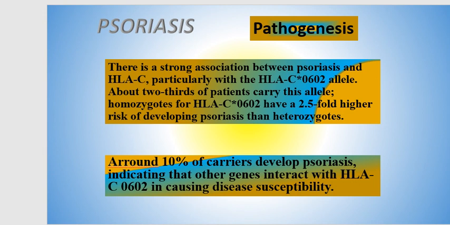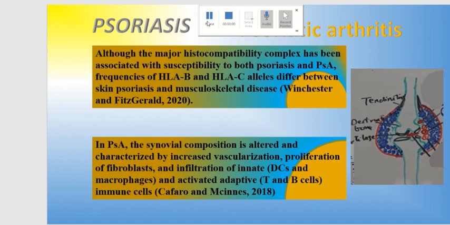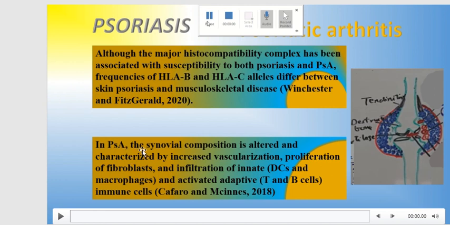As can be seen here, in case of psoriasis, a patient may present with skin lesion and articular lesion, or may present just with arthritis without a skin lesion. In psoriatic arthritis, the synovial condition is altered and characterized by increased vascularization.